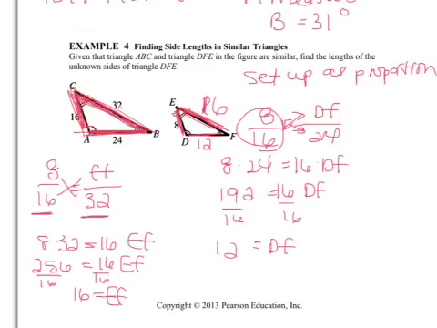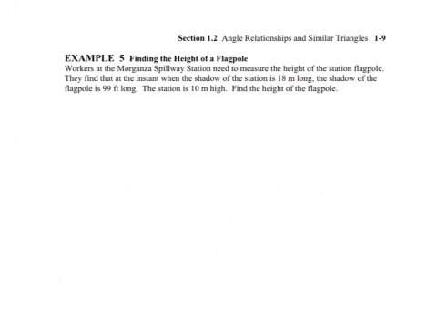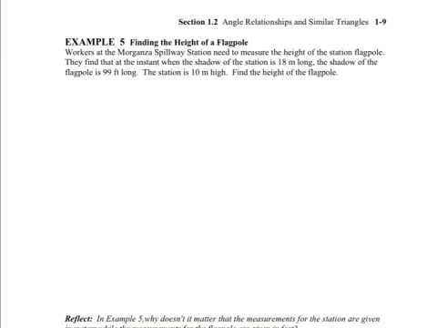So now if we go on to example 5, it says, workers at the Morganza Spillway Station need to measure the height of the station flagpole. They find that at the instant when the shadow of the station is 18 meters long, the shadow of the flagpole is 99 feet long. The station is 10 meters high. Find the height of the flagpole. So what I would do is draw again two triangles as we did before and set them up as proportions.